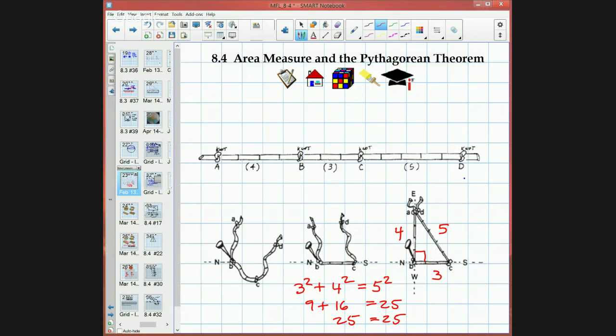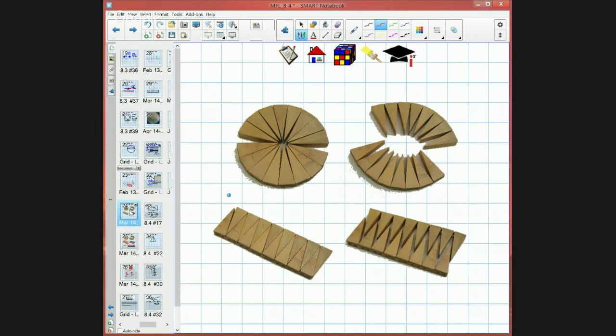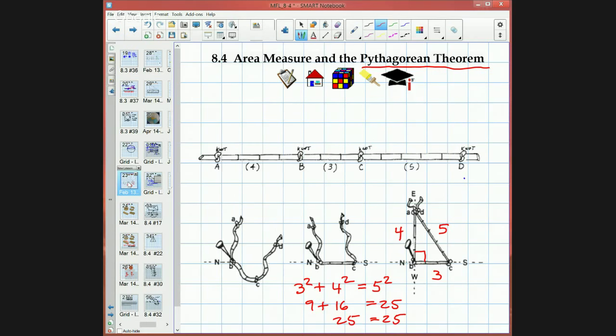So this graphic represents the second part of the title up there on the top, the Pythagorean theorem. I'm sure you've heard of that before. It's probably been a long time since you've seen it. Okay, then I'm going to talk about area. Going back one more time to the title, the other part of the title is that we're going to be dealing with area measure.